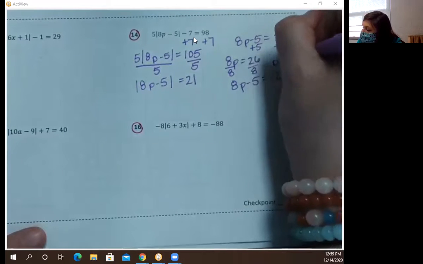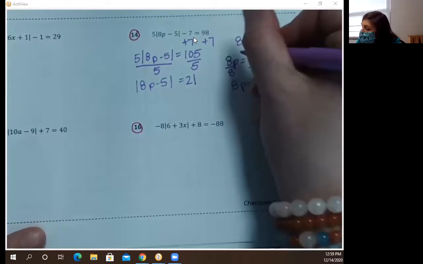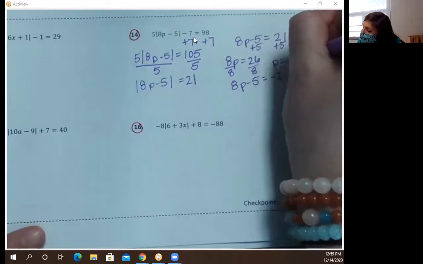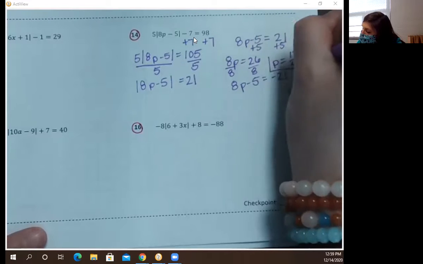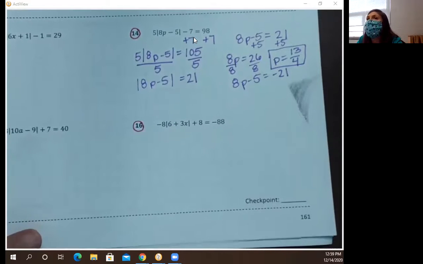And I get p equals 26 divided by 8. That isn't going to divide evenly, but I could reduce this since these are both divisible by 2. That would give me 13 over 4. If you wanted to change that to a decimal instead, you could. So that would be 12.25. Sorry, 3.25.